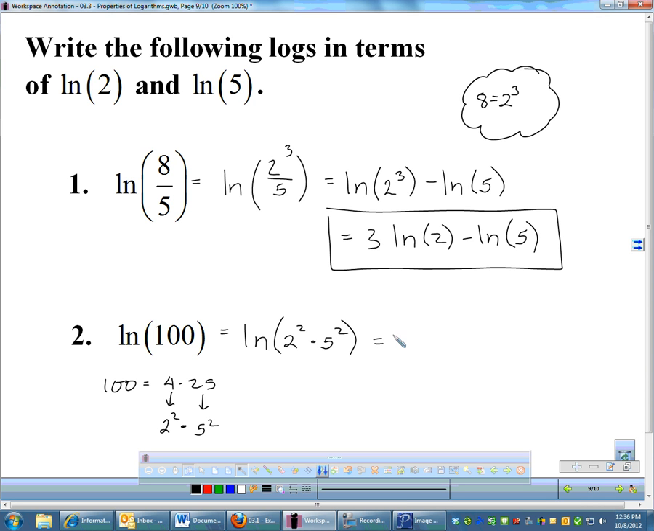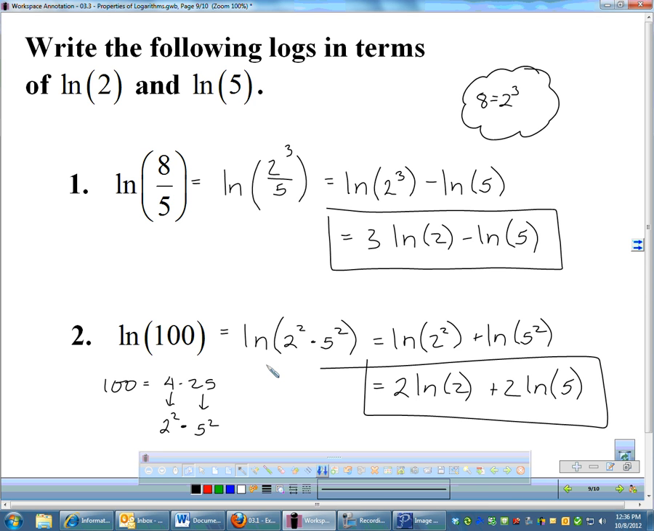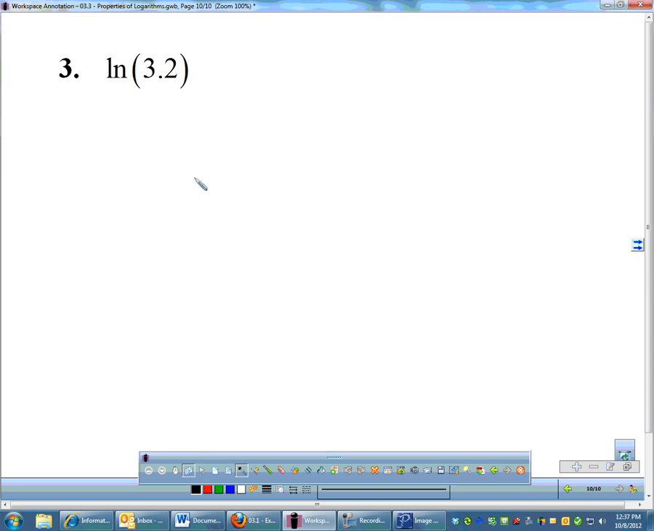Okay, well, now I'm multiplying inside of logs. That's going to be ln of 2 squared, and if you're multiplying, it becomes plus ln of 5 squared. And then I'll bring the exponents down. 2 ln 2 plus 2 ln 5. You're good? Seeing how that works? I think there's only one more, and then we'll call it a day.